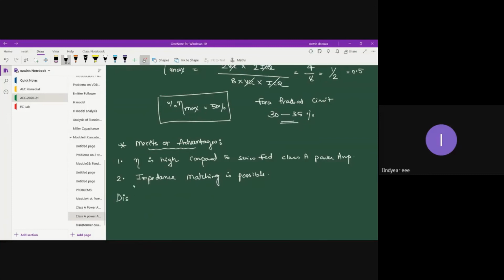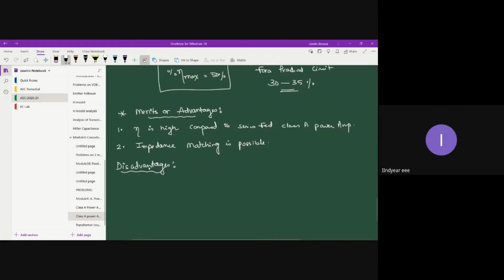It will also have some disadvantages. The first disadvantage is the weight issue. Since you are using a transformer, and a transformer is a bulky device because it consists of a transformer core, the primary winding, secondary winding, etc., the circuit is bulky and less compact. That's the first disadvantage.